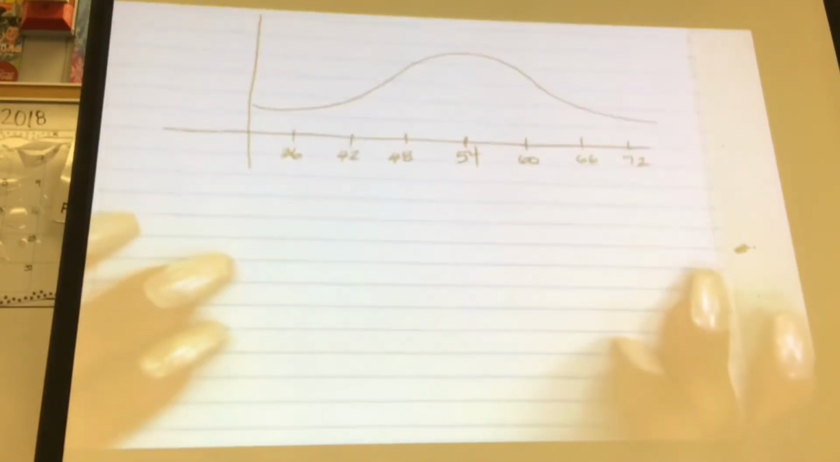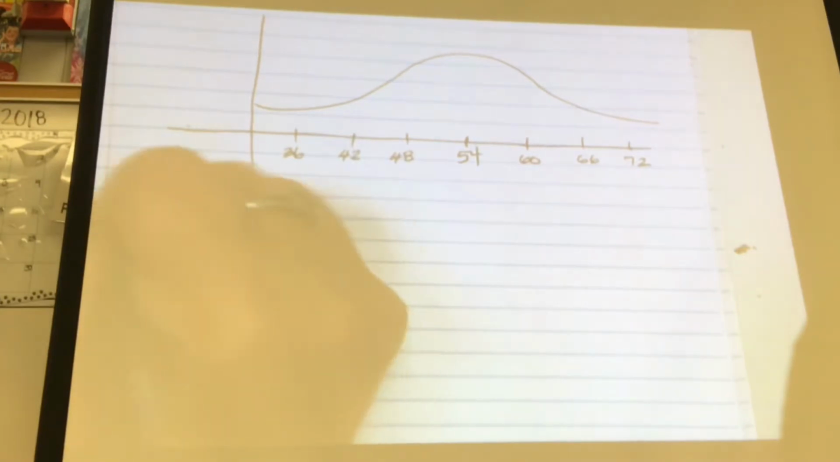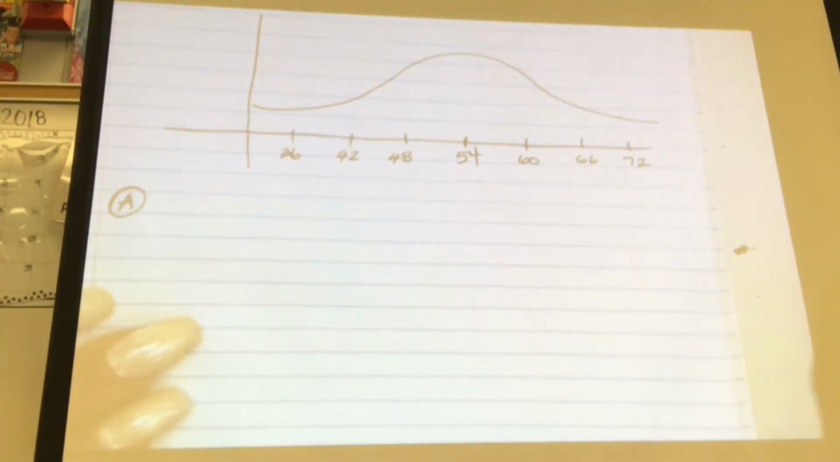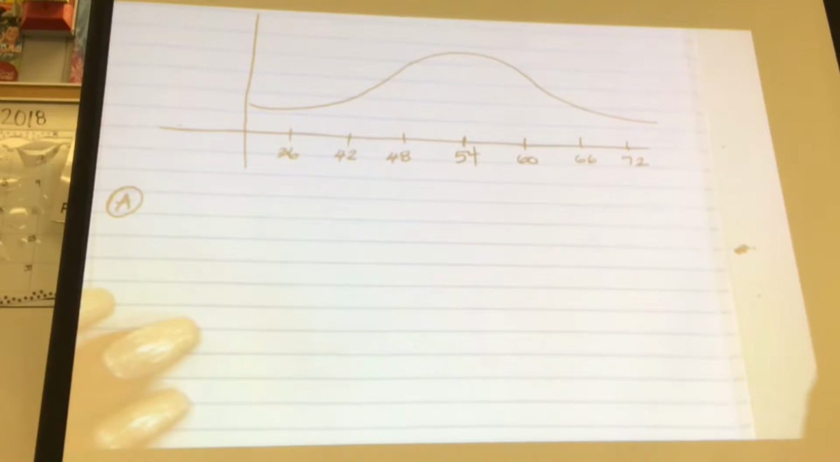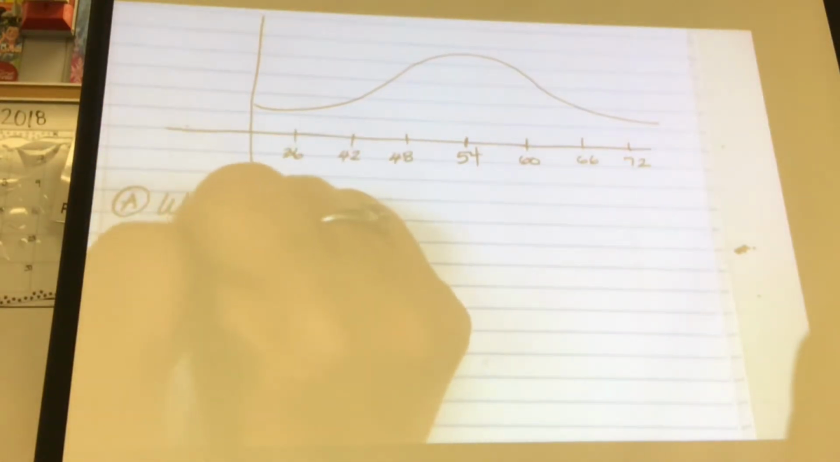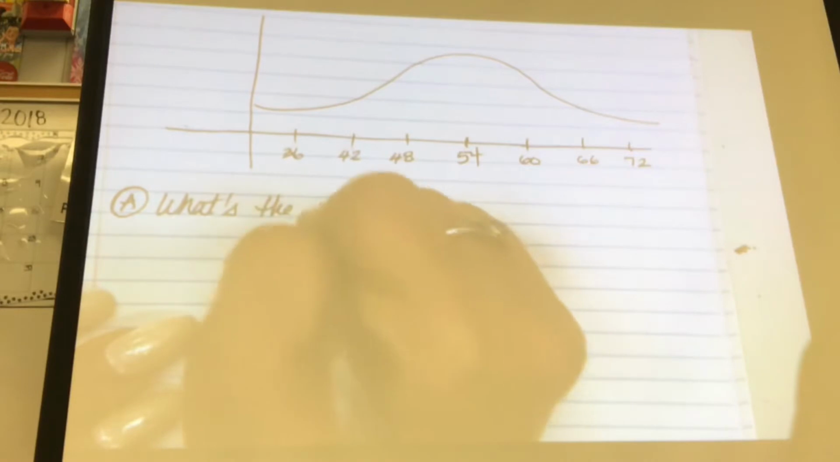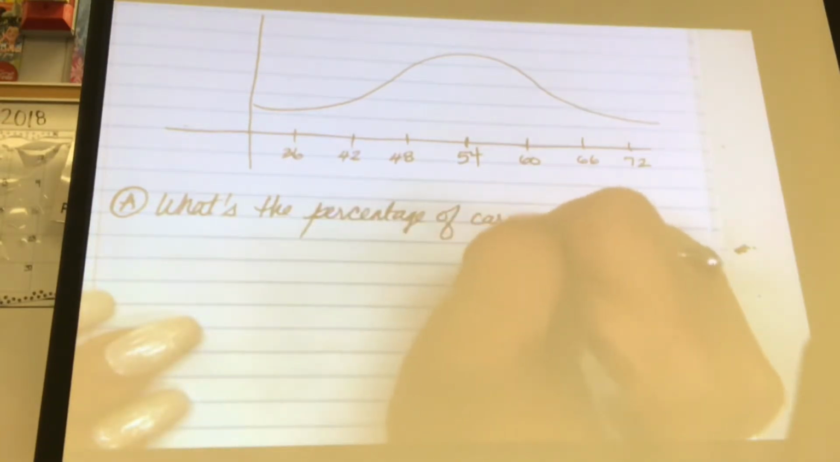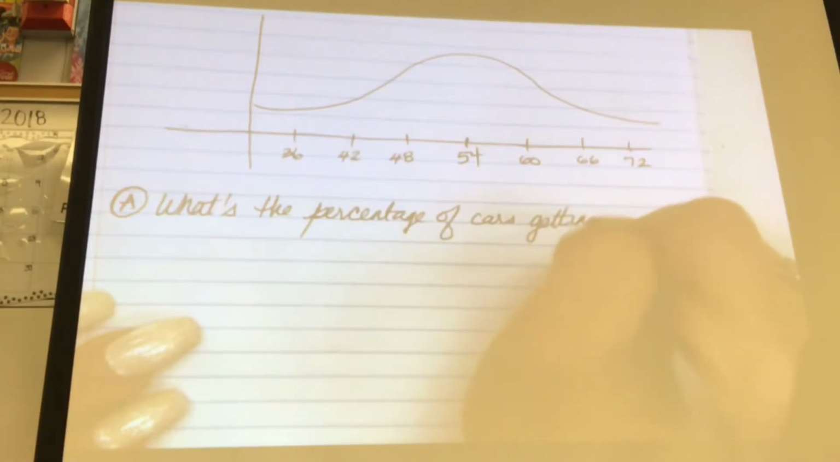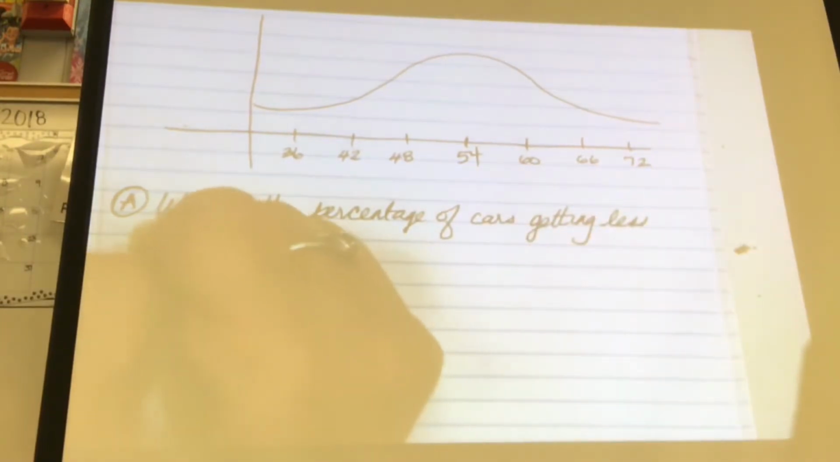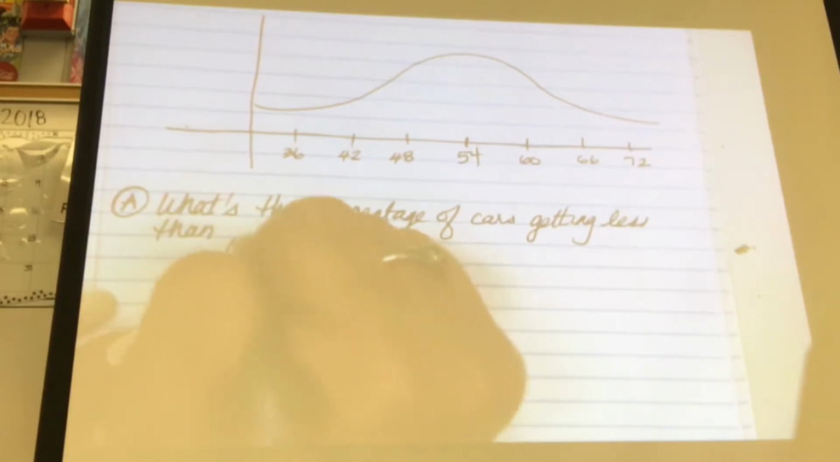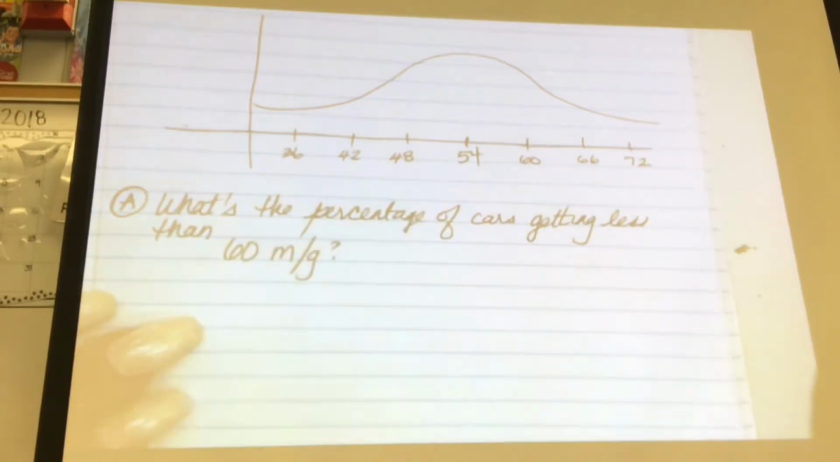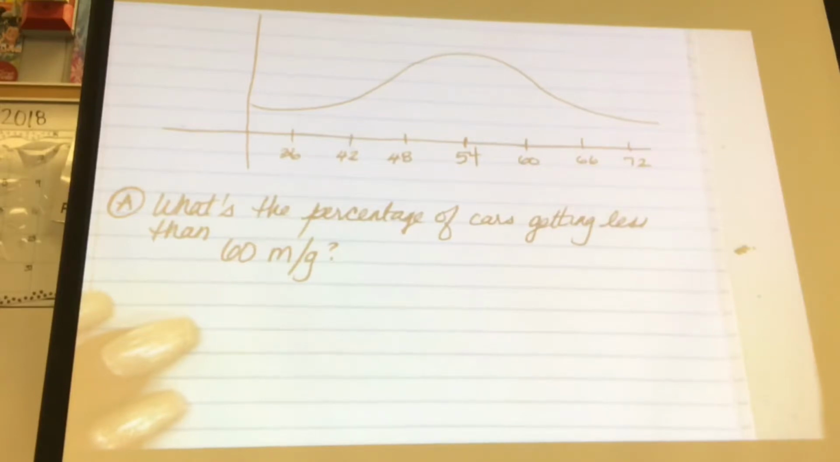All right, now I can ask you some questions based on this bell curve. First question I'm going to ask you, what's the percentage of cars getting less than 60 miles per gallon?